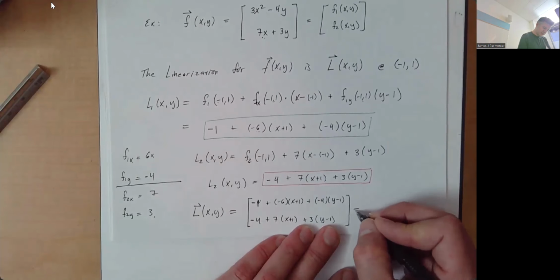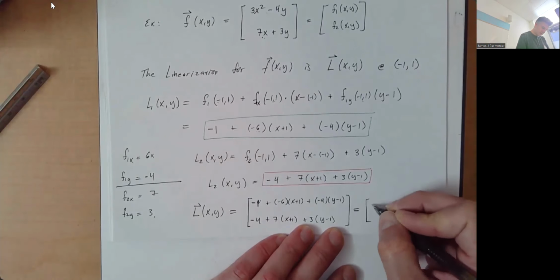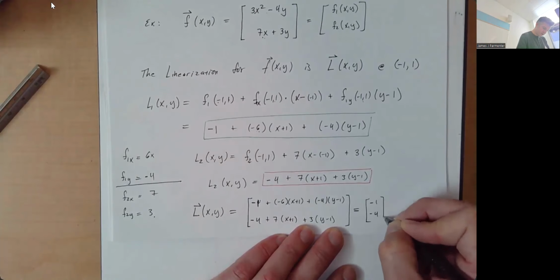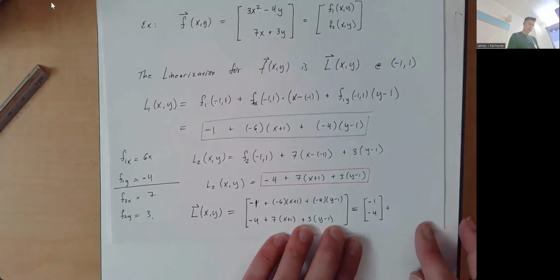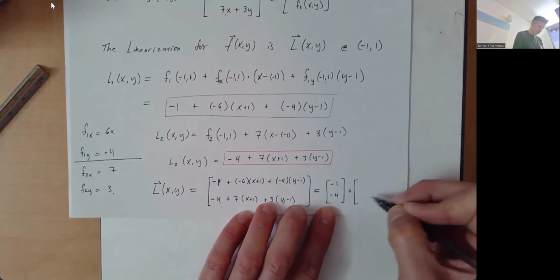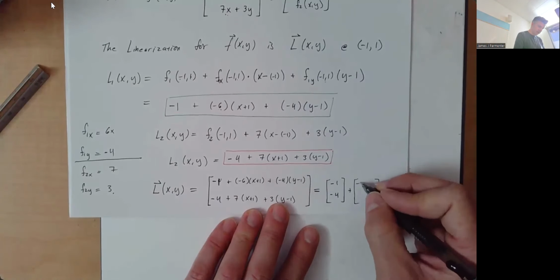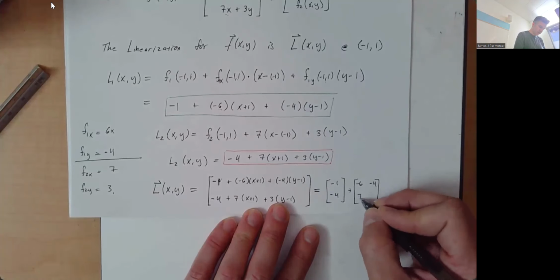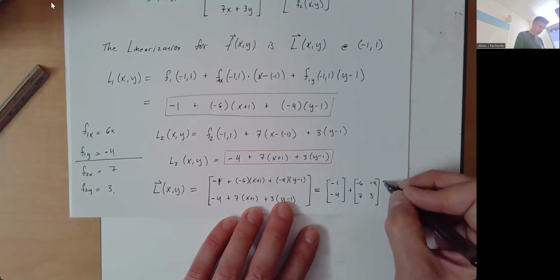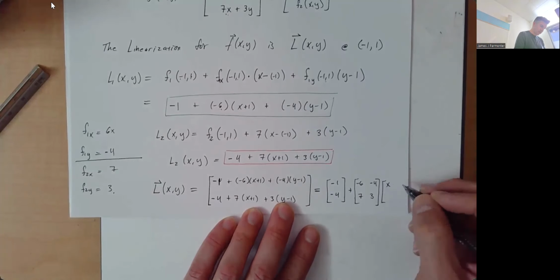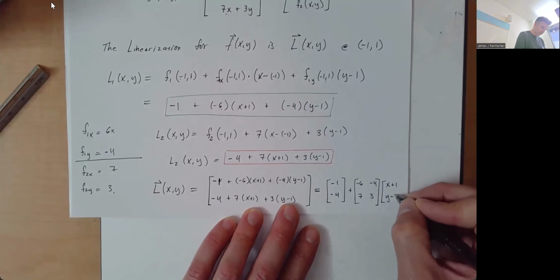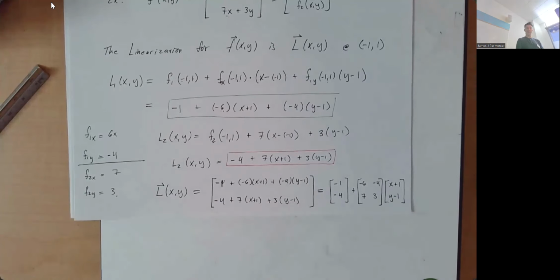So check this out. This is equal to -1, -4 plus, okay, check out this matrix multiplication here. The coefficient matrix, -6, -4, 7, 3 times x minus the x coordinate, y minus the y coordinate. That is the same thing. So you can kind of do this whole process in a shorter way. I've definitely done it kind of the longest way possible.